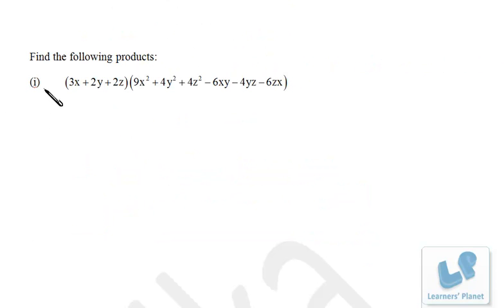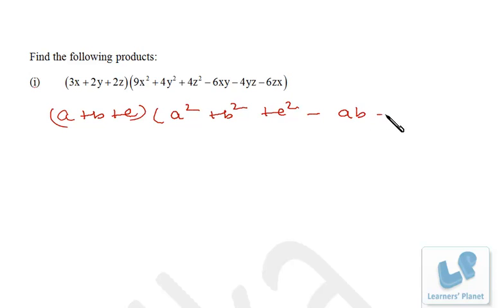Now observe this question carefully. Here this is a plus b plus c, and here it is a square plus b square plus c square minus ab minus bc minus ac, isn't it? This is 3x, this is 3x whole square, this is 2y, this is 2y whole square, this is 2z, this is 2z whole square, minus this into this, that is 3x into 2y, minus 2y into 2z, minus 3x into 2z, right?